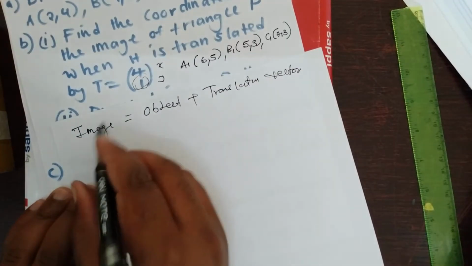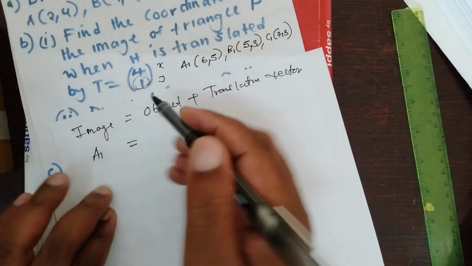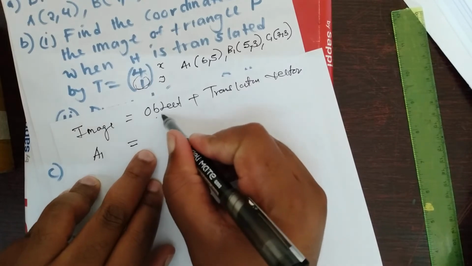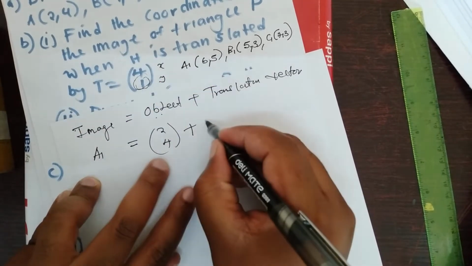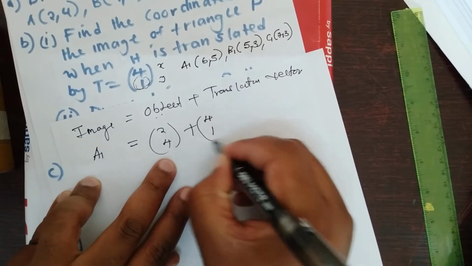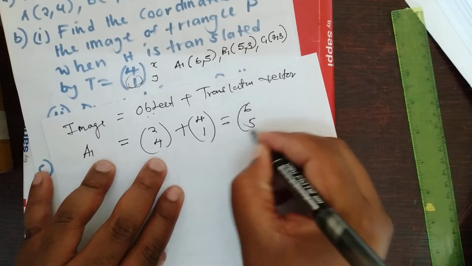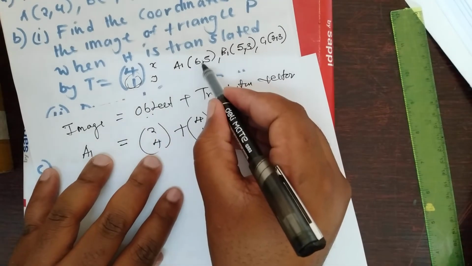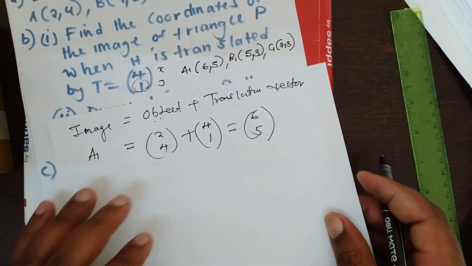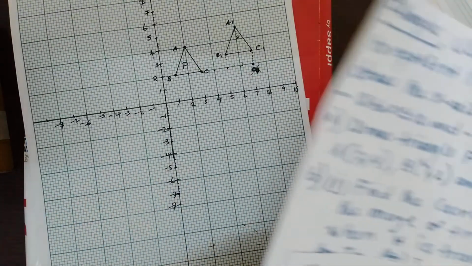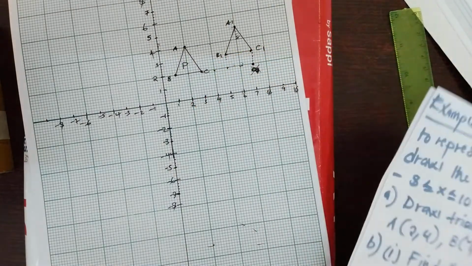So we'll say, okay, we want to find the image of what? A1. So say A1 is equal to, what are the coordinates for A? (2, 4), plus, what is our translation vector? (4, 1). When we add this, what do we get? This is 6 and this is 5. Alright? Which is this one. Then you just go and plot here, you say (6, 5). You go to 6, 5. That is your point.